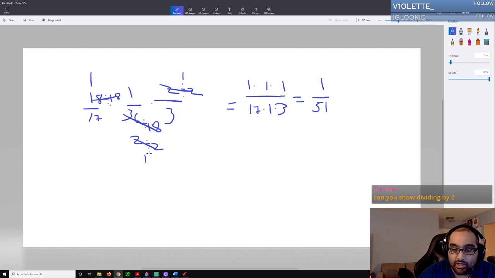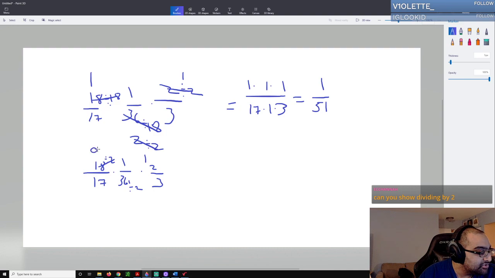Can you show how to divide by 2? Yes, of course. So if I went ahead and did that, then I would take 18, I would divide this by 2.